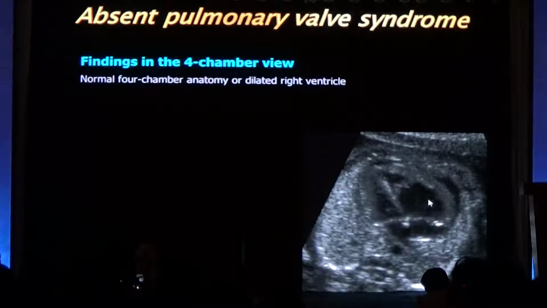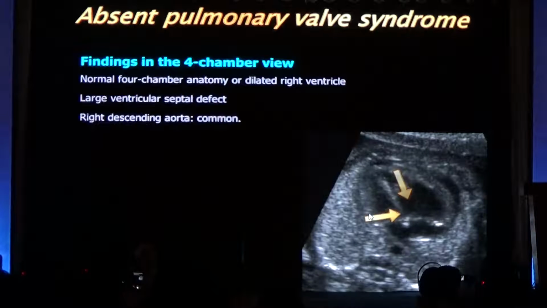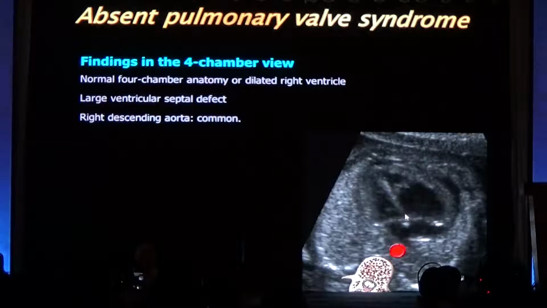The right side of the heart is larger. There's a pericardial effusion. The apex of the heart could be shifted to the left side. It's not really in this case. And what else is abnormal? The descending aorta again. You see the descending aorta is on the right side of the spine instead of being on the left side. So big clue for a cardiac anomaly. And you could see the ventricular septal defect, but it's not always visible in the four-chamber view.